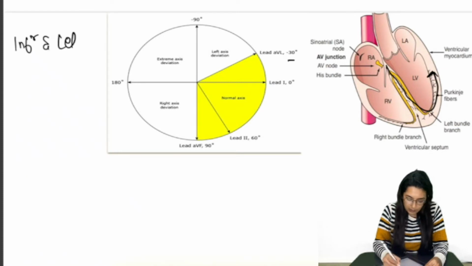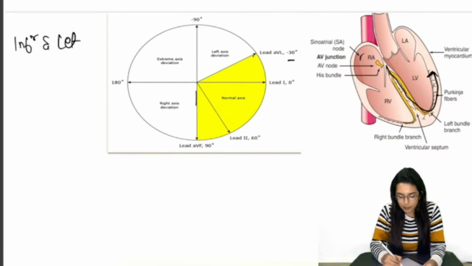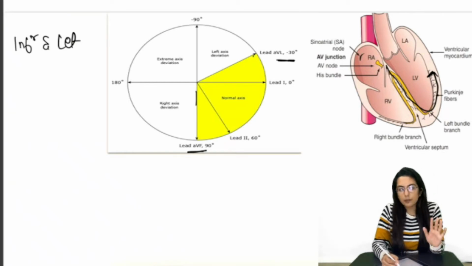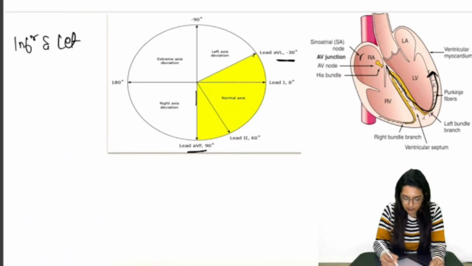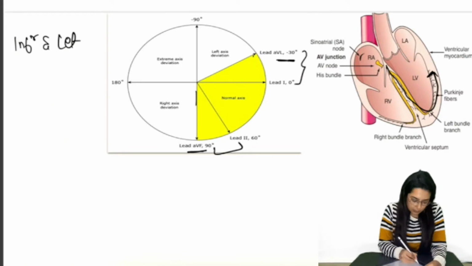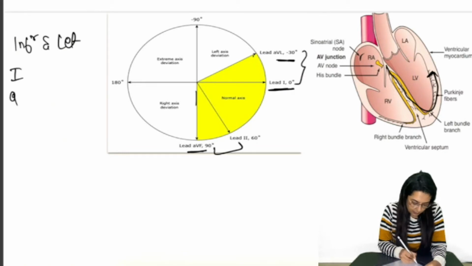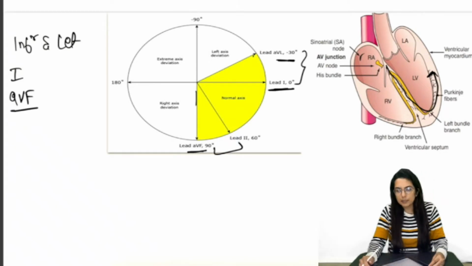So remember two things, inferior and left. As you can see, this is the left side and this is the inferior side. Okay, so it is between these two axes, so between AVL and AVF, minus 30 to plus 90 degrees. Okay, so to decide the axis, these four leads are used. But typically we use lead 1 for the left side and lead AVF. Okay, as simple as it can get.